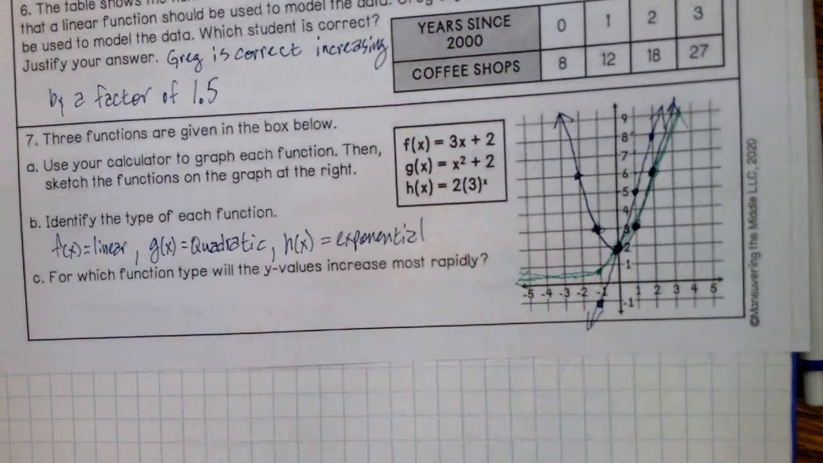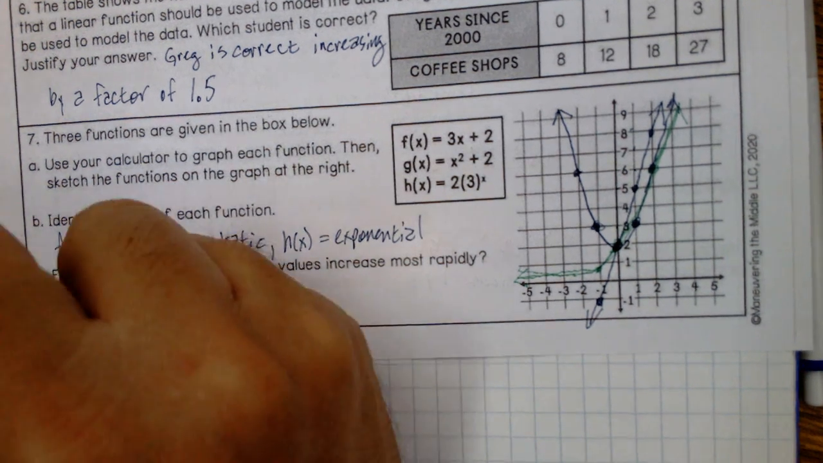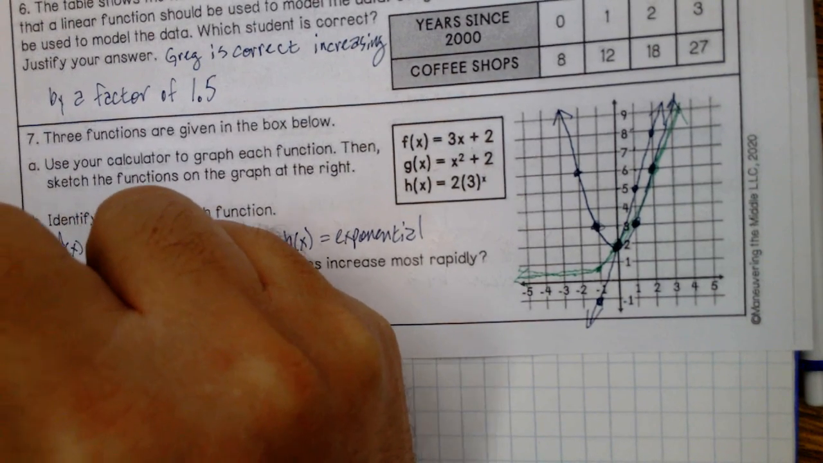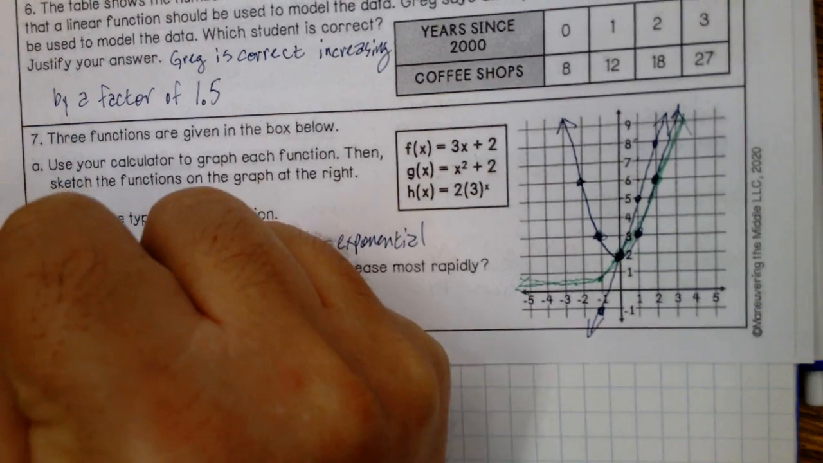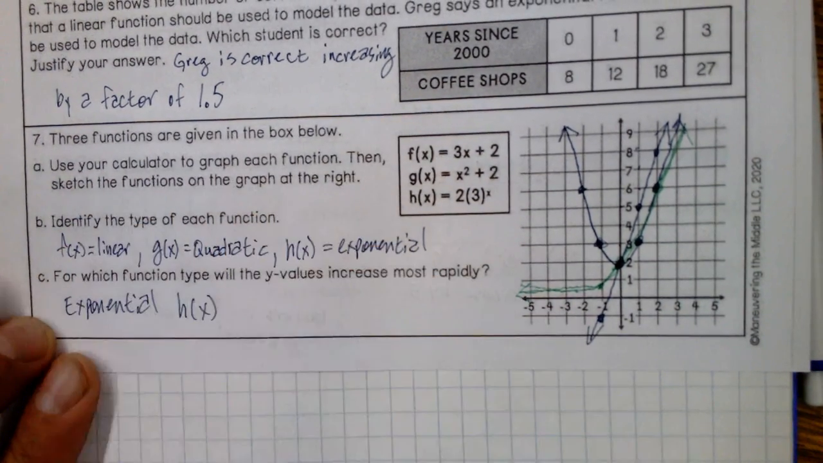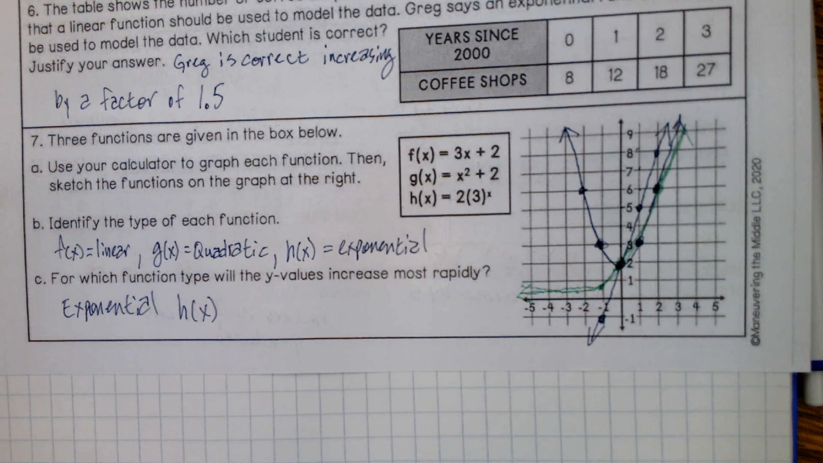All right, so this one should hopefully be super easy. Which is going to increase most rapidly? Exponential. So h of x. Yeah. It increases and decreases the fastest all the time.